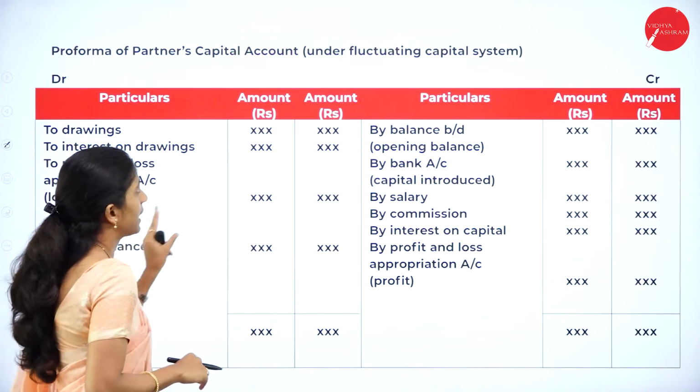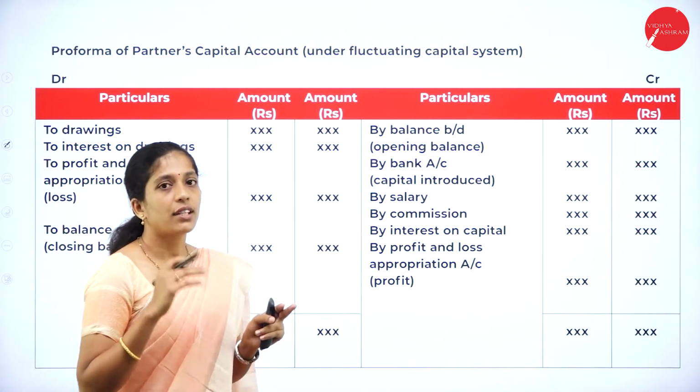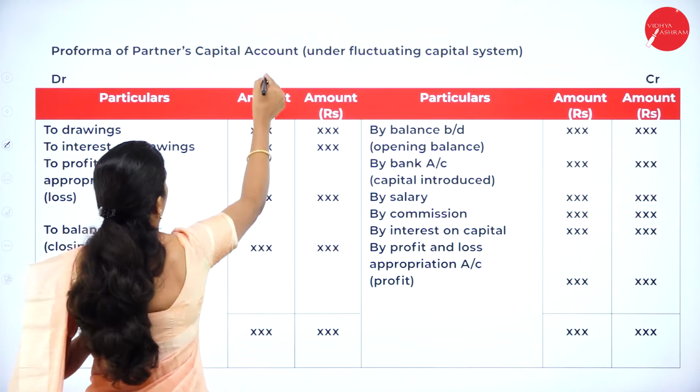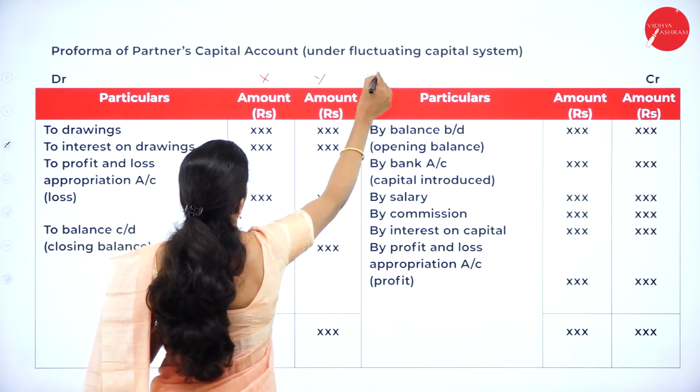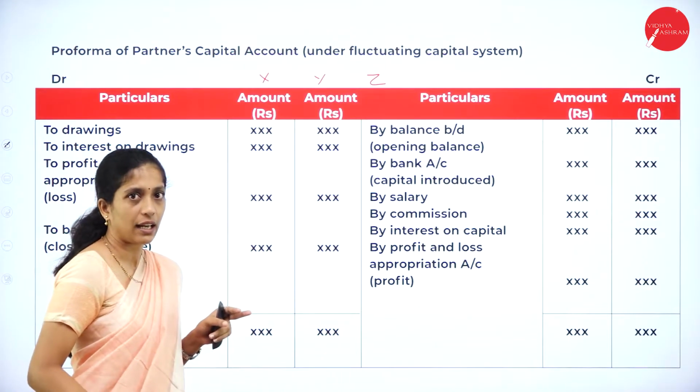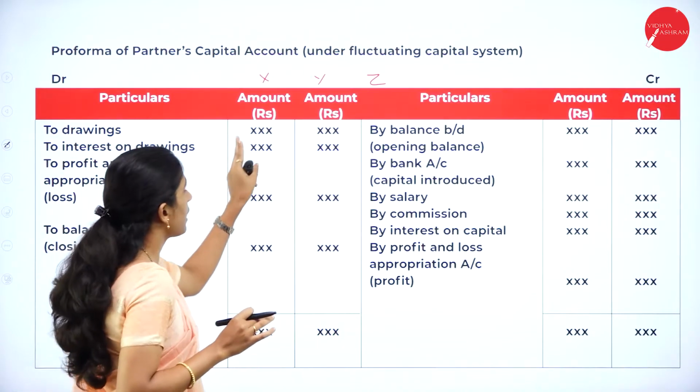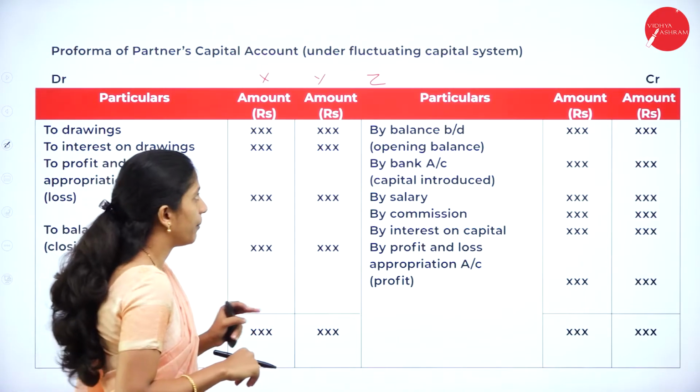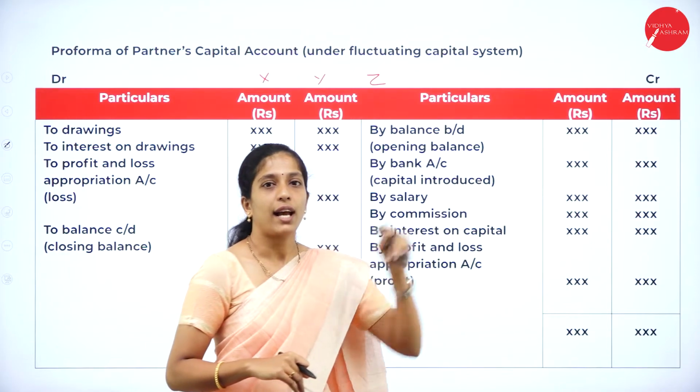Under the debit side: particulars, amount and amount. If there are three partners, X, Y and Z, one more amount column should be there. Suppose there are two partners, X and Y, then two amount columns. Next, particulars, amount and amount.